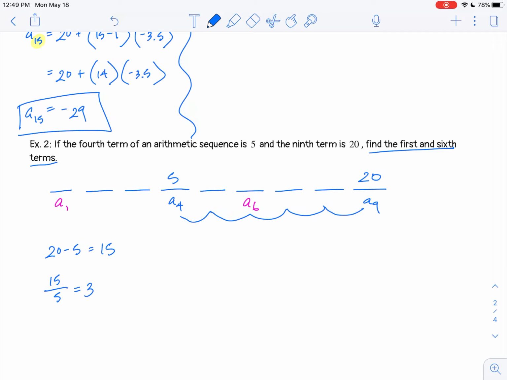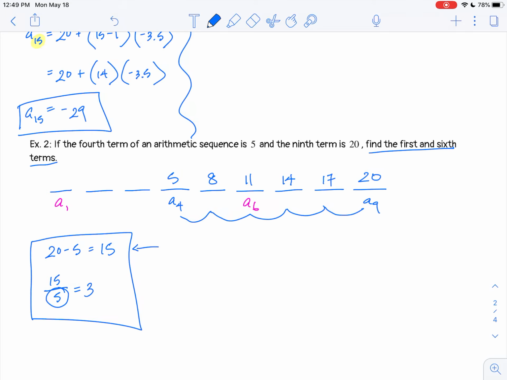Now let's see, if I take 5 and I add 3 every time, will I get to 20 by the time I've added it 5 times? Well, 5 plus 3 will give me 8, 8 plus 3 will give me 11, 11 plus 3 will give me 14, 14 plus 3 will give me 17, 17 plus 3 gives me 20. Good. So this is one strategy that you can use to help yourself find the missing term. You can figure out how much space you have between the two, that's your 20 minus 5, and then you divide it by how many times you would have to add that number, or 5.